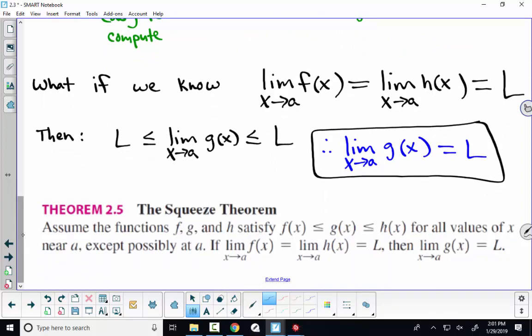So we have f, g, and h satisfying the inequality for all values of x, remember, except possibly near a. Again, that's just the nature of the limit. It doesn't care what's happening at that x value. We just care about what's happening as we get closer and closer to it. And so the limit on f equals the limit on h. That's L, so that means the limit on this difficult function that we've sandwiched in the middle is also equal to L. Does that make sense? Do y'all have any questions on what that theorem is telling us?